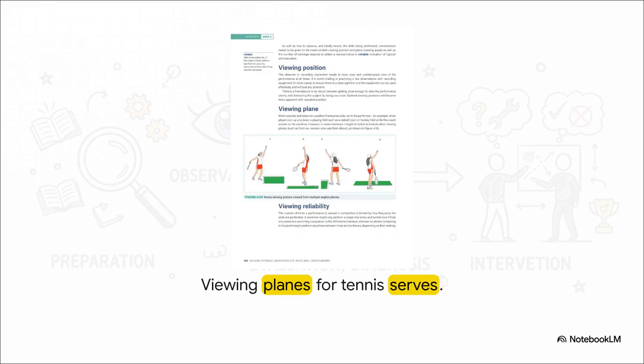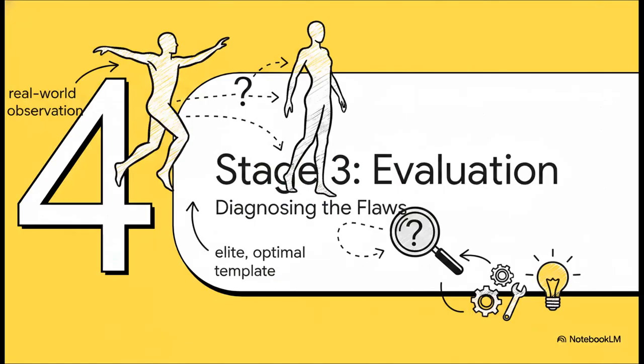But tech isn't everything. You also have to carefully choose your viewing position and plane. Think about it. Watching a tennis serve strictly from the side versus head-on is going to reveal completely different mechanical flaws. If you're only watching from one angle, you're missing half the story. So planning for multiple viewing planes is an absolute must if you want your observation to be reliable. Which brings us to Part 4, Stage 3, the evaluation, diagnosing the flaws.